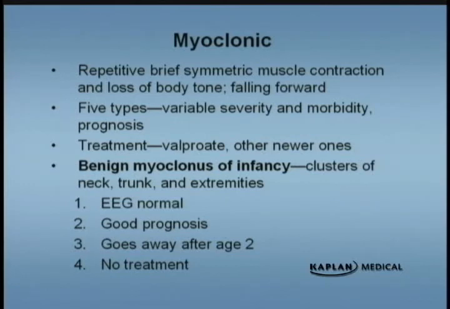The myoclonic seizures are these very brief muscle contractions, and then they lose their body tone and fall forward. They might sometimes be called jackknife seizures, and there's a variety of kinds of myoclonic seizures. There's one that's called benign myoclonus of infancy. In this type, it's not really a seizure. These babies have it when they're falling asleep. They may have these little jerking movements as they're falling asleep, but it's really not a seizure per se. The EEG is normal, and they outgrow this.